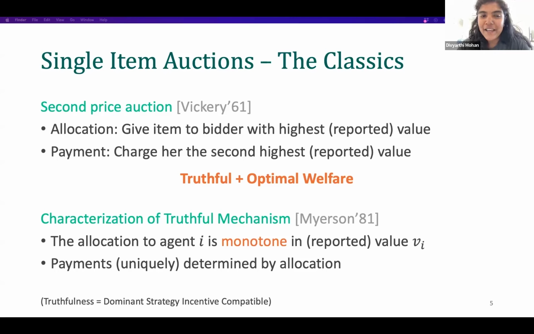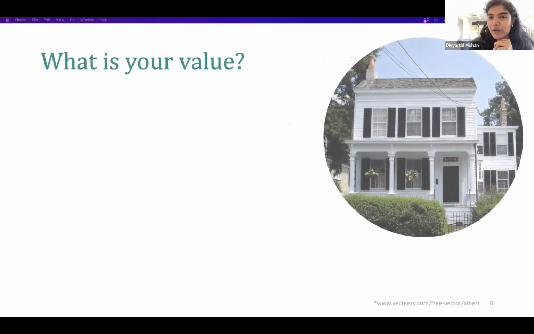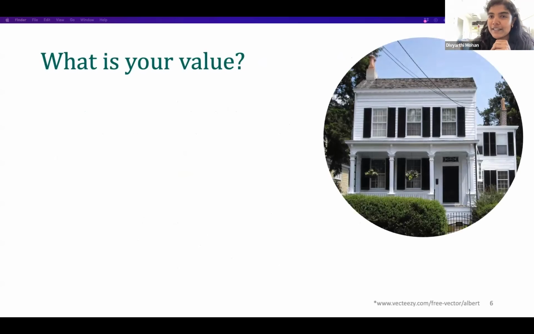But a very crucial assumption in this very fundamental setting can be more easily explained if we look at an example of a second price auction. Let's say I have this house for sale and I want you all to actually participate in an auction, a second price auction for this house.